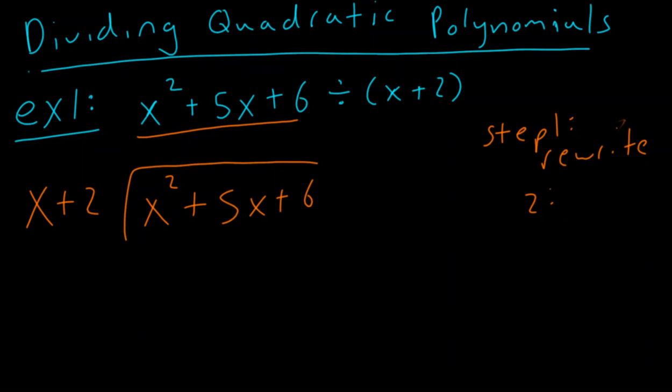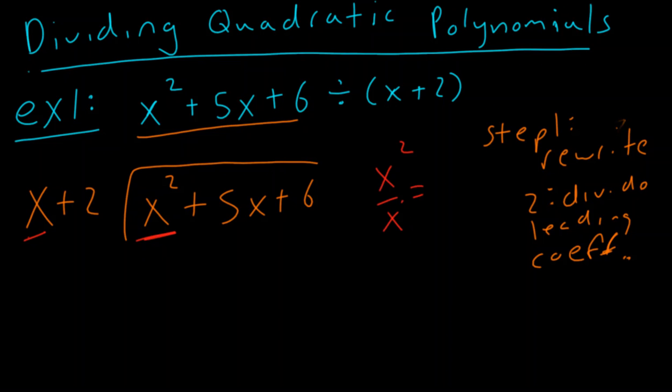Okay, what is step 2? Well, step 2 is we're going to divide our leading coefficients. So what do I mean by divide my leading coefficients? Well, my leading term here is x squared, and my leading term here is x, and so we'll do x squared divided by x. Now remember, this is really x to the 1, and when you divide variables, you actually subtract the exponents. So 2 minus 1 leaves us x to the 1. So our very first thing that we'll put is going to be x.